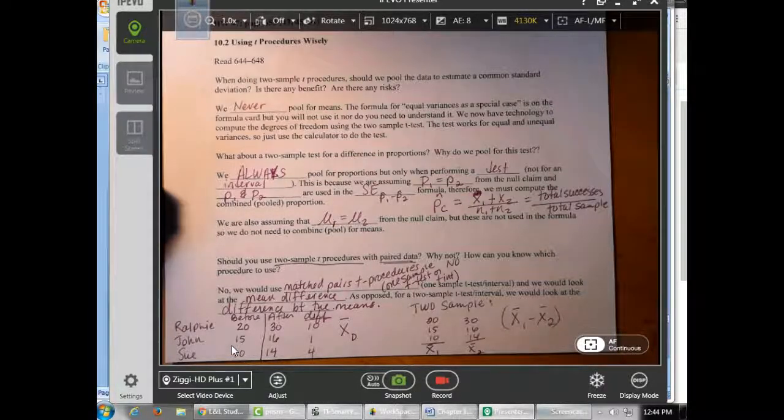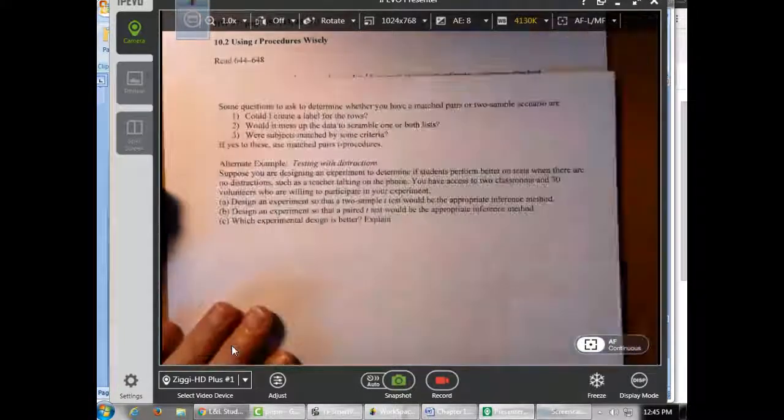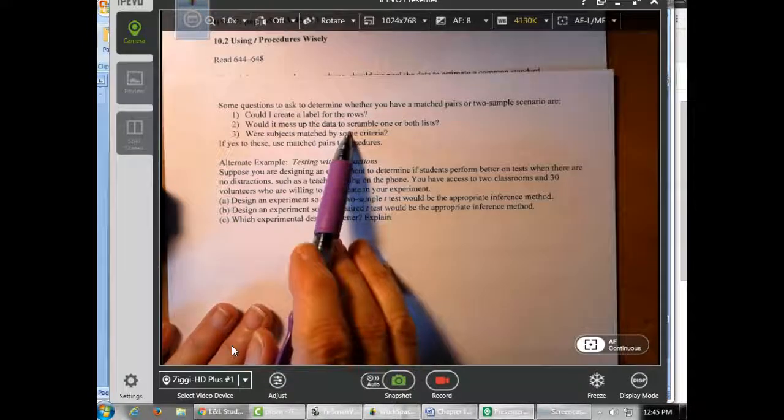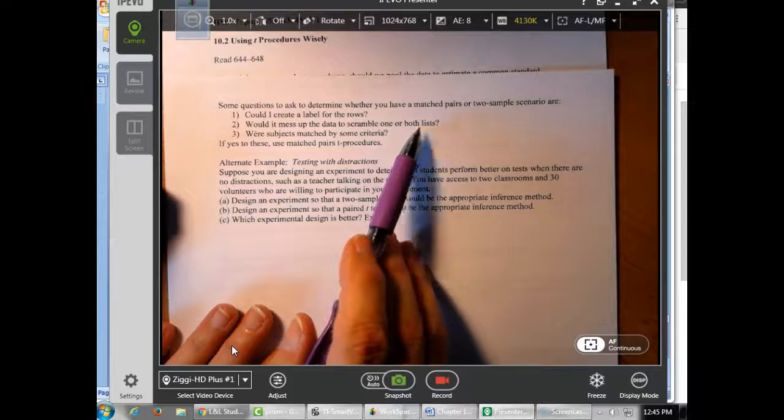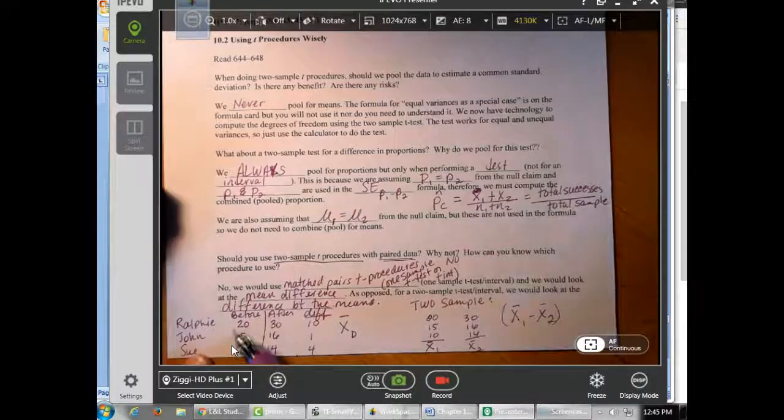So you match pairs when you have important people, and it's not just like, oh, there's 30 different apples. Okay, yes, you're on the right track there. Also, would it mess up the data to scramble one or both lists? This is a biggie. If I scramble this data, it won't give me a different average, but I'm losing part of the information. If someone already has high cholesterol, maybe they respond differently than somebody that has low cholesterol. So you want a before and after direct comparison.